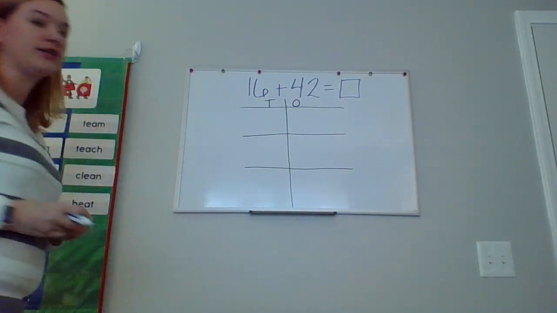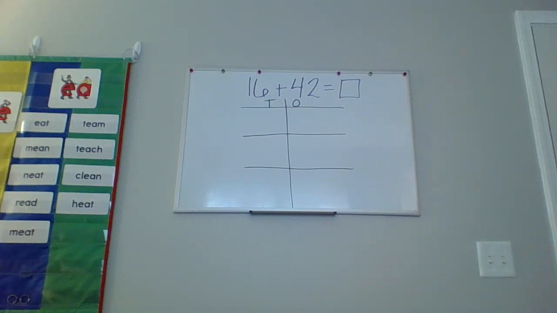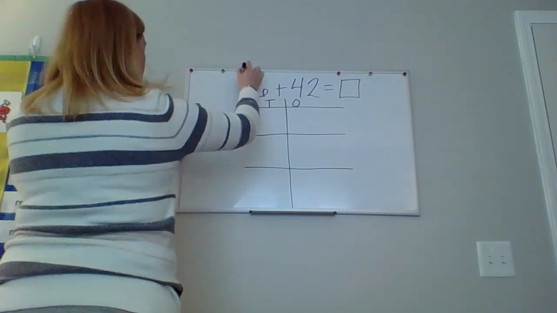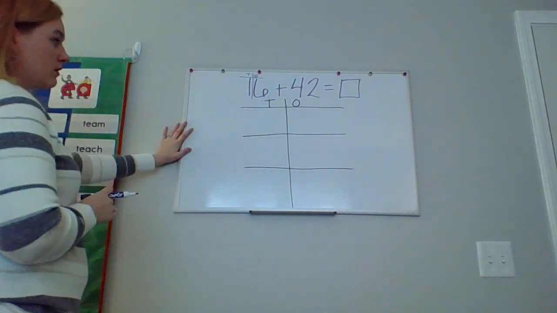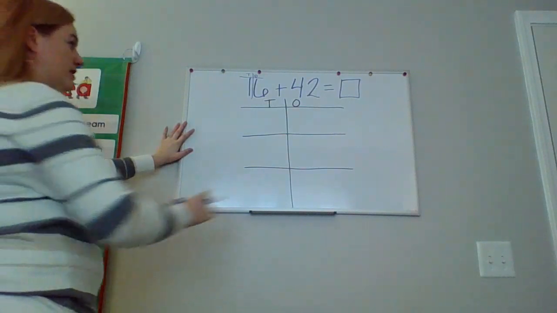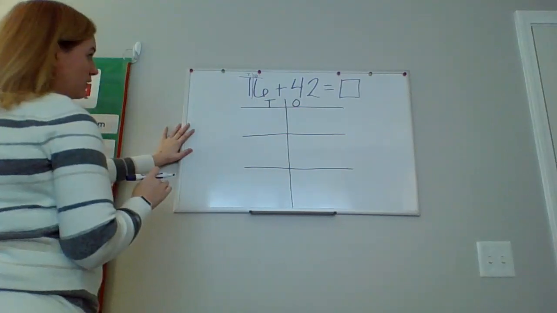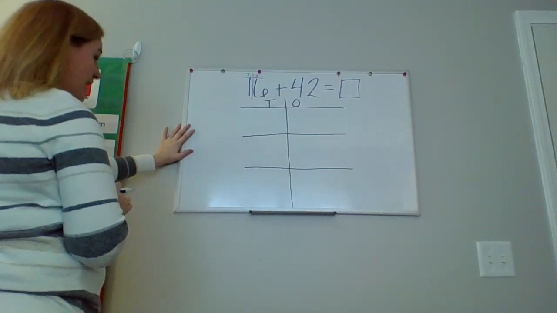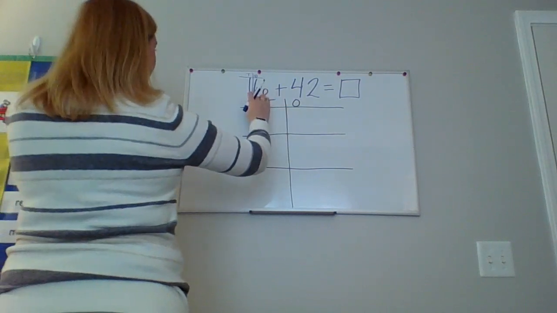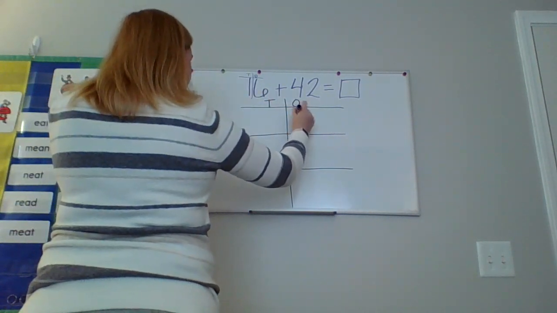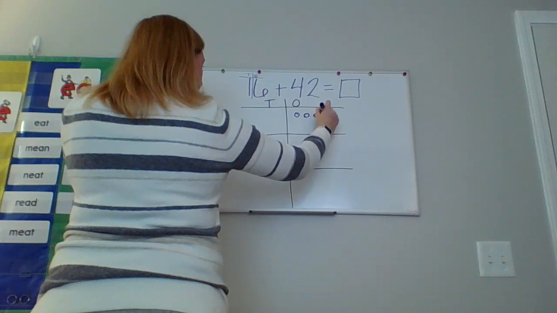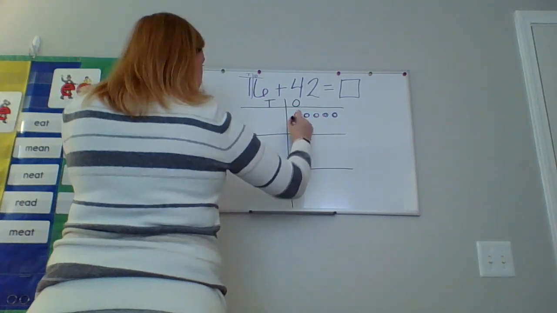So how many ones are in 16? Sawyer, how many ones are in 16? No, we start with the ones. You didn't say 10. I did say ones. We start with the ones. How many? We count 6. 1, 2, 3, 4, 5, 6.